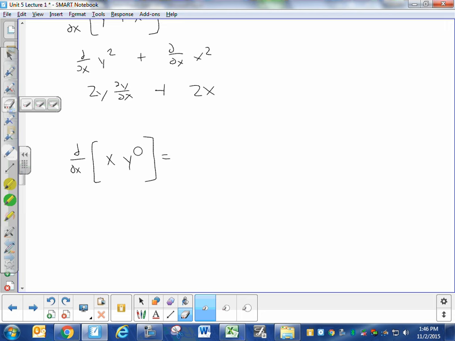However, where people get tripped up is if we have something like x times y. People a lot of times think that the derivative of xy is just y, because you think of y as a constant, and the derivative of x is 1, but that's not true. That's because this is a product, so you need to use your product rule.